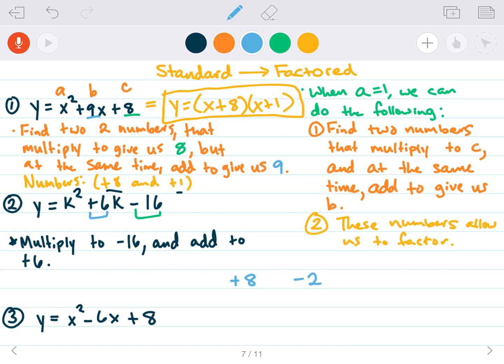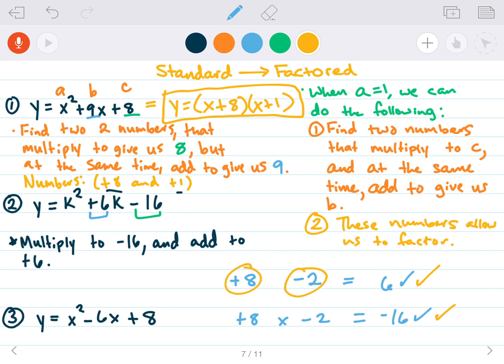So when I add positive 8 and negative 2, I do indeed get a positive 6. When I multiply positive 8 times negative 2, I do indeed get a negative 16. So check 1, multiply to C, and add to B is check 2. So the missing numbers are positive 8 and negative 2.